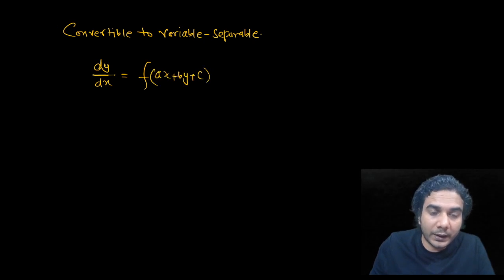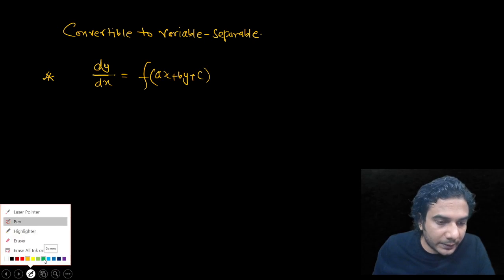Now let's do the second method, which is convertible to variable separable method. Now see how to do it. If we have dy by dx equal to some function of a linear equation like ax plus by plus c, linear in x and y, then how do we convert such an equation into variable separable form?